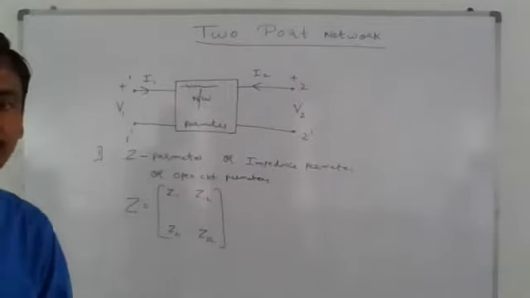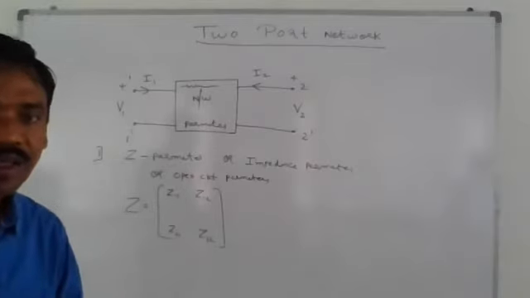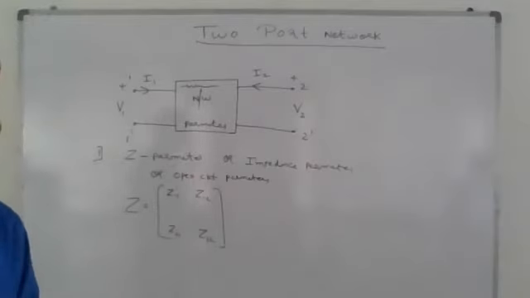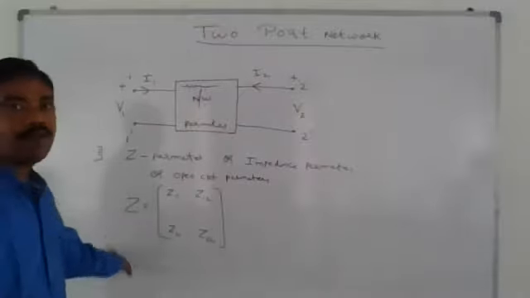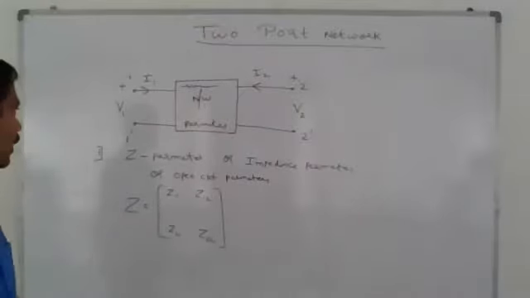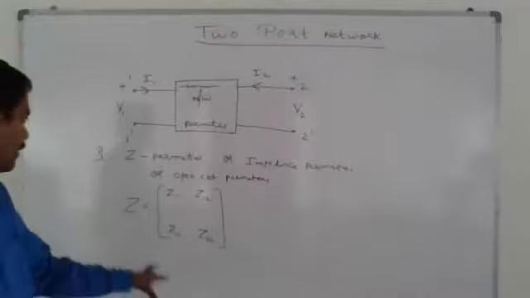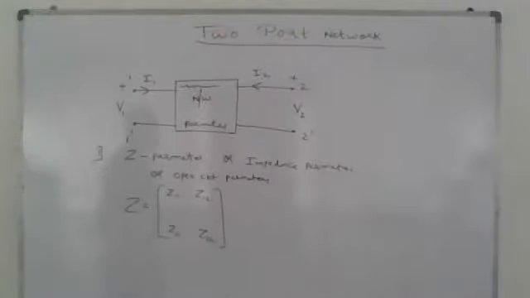For any two-port network, you need parameters. Like for a circuit, you need the value of resistance. For two-port network, you need the value of these parameters. Anybody having any question, they can ask.